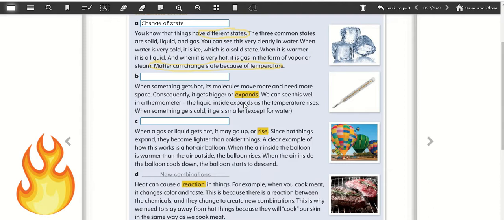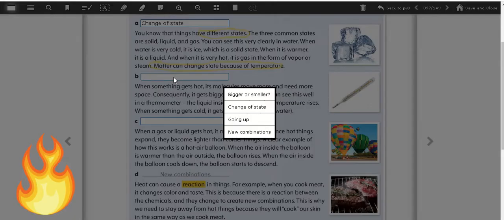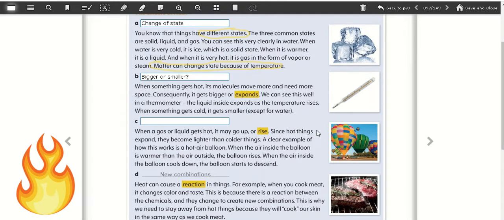We can see this well in a thermometer. The liquid inside expands as the temperature rises. When something gets cold, it gets smaller, except for the water, because with the water that doesn't happen. So this expansion, when something gets bigger, we are talking about, let's see the options for letter B. In the case of letter B, the question will be this one. Bigger or smaller?